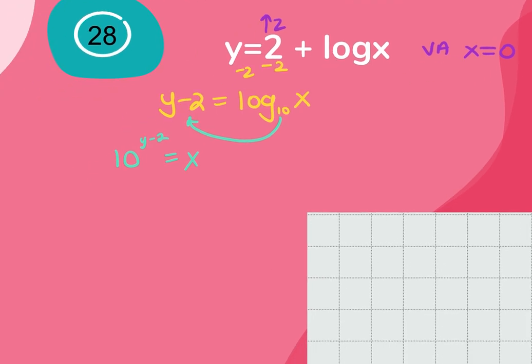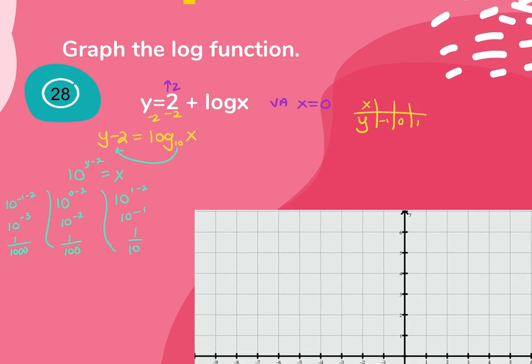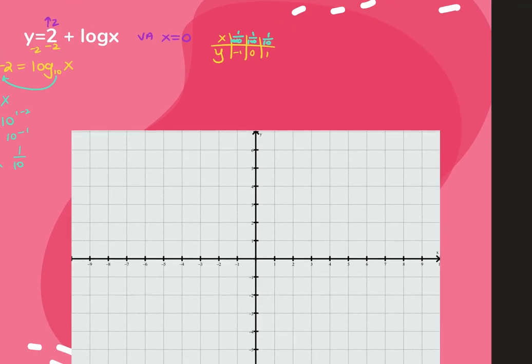Now I plug in negative 1, 0, and 1. And I get 10 to the negative third, which is 1 over 1,000. 10 to the negative 2, which is 1 over 100. And 10 to the negative 1, which is 1/10. With me so far? Yep. Okay, vertical asymptote is at 0.